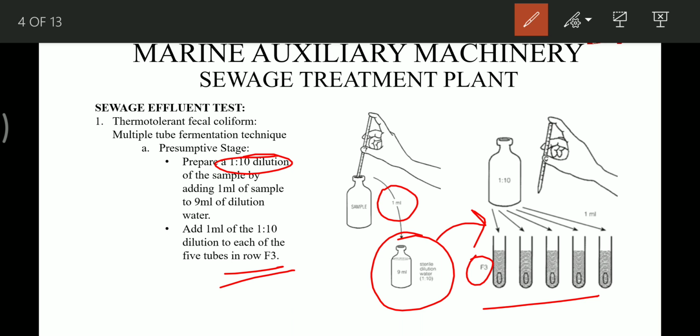Let me repeat this process. For the third row, that is the F3 row, we first prepare a sample in the ratio 1 to 10 dilution. For that we take 1 ml of sample and dilute it with 9 ml of distilled water. Then from this bottle having a ratio of 1 to 10, we take 1 ml of sample and add it to all the 5 test tubes of the F3 row.